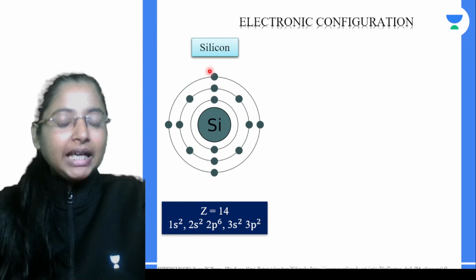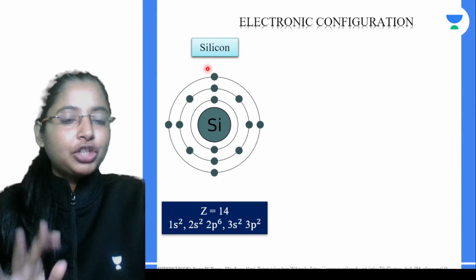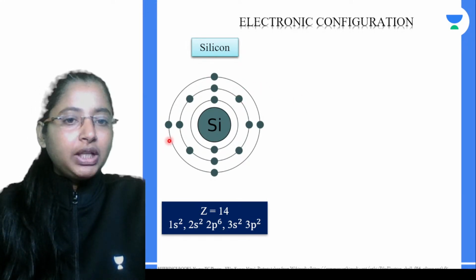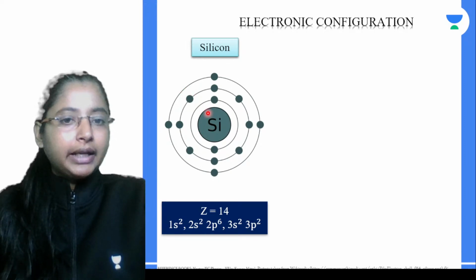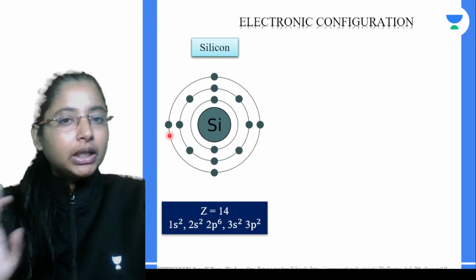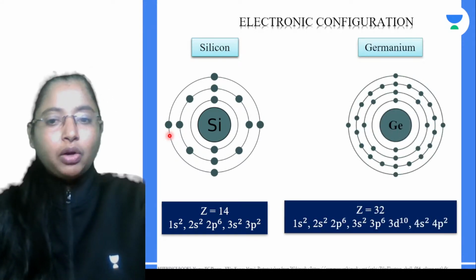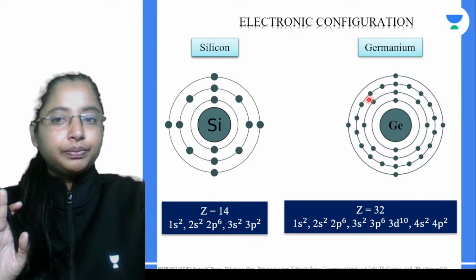Now, for any conductivity to happen, only these 4 electrons in the outermost shell are responsible. Why? Their work function is low, meaning these 4 electrons are easy to remove because they are further away from the nucleus. So these 4 electrons in the outermost shell are the ones responsible for conductivity. Now similarly, if you take germanium, its atomic number is 32, which means the number of electrons it will have is also 32.